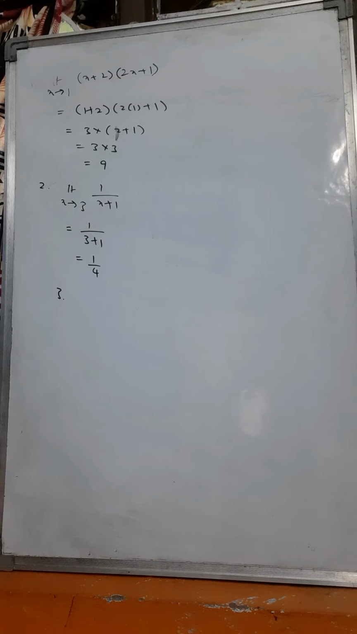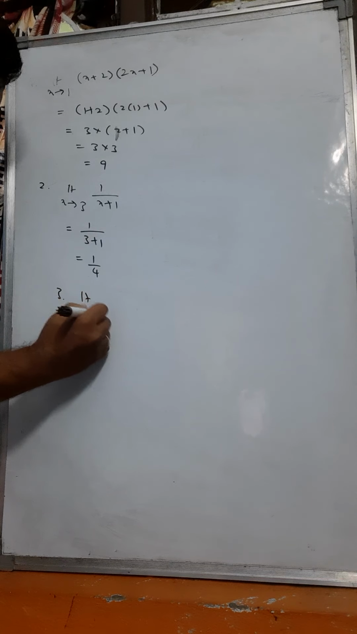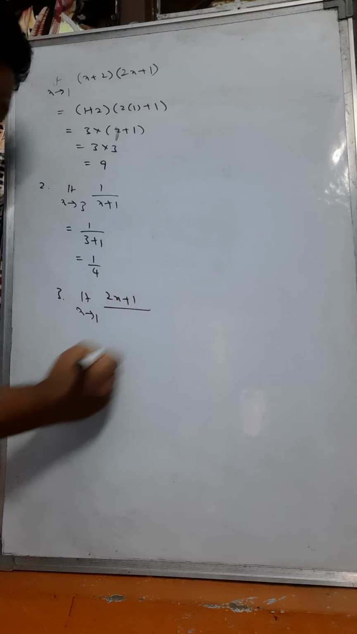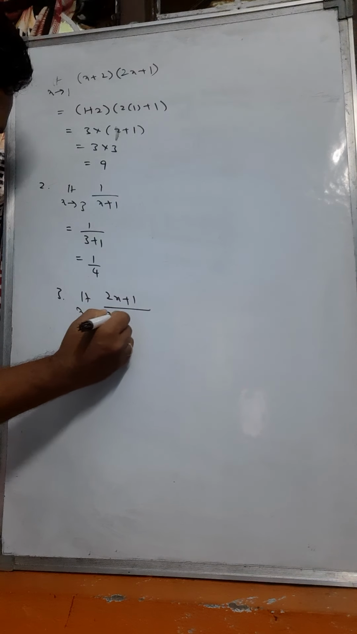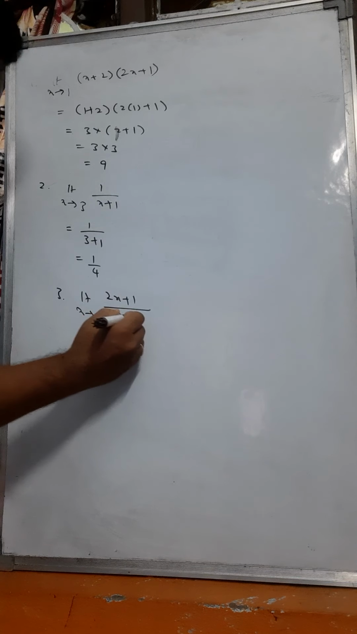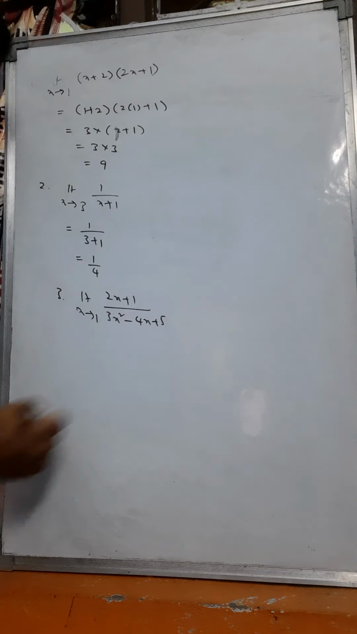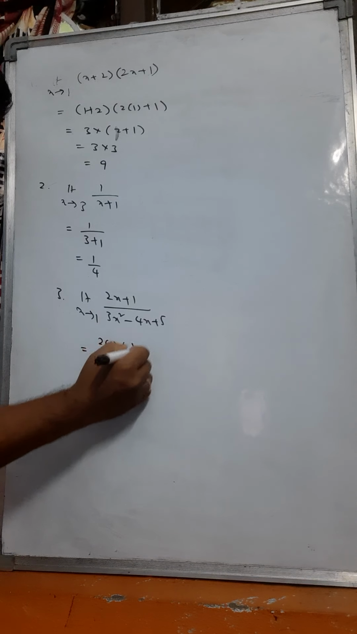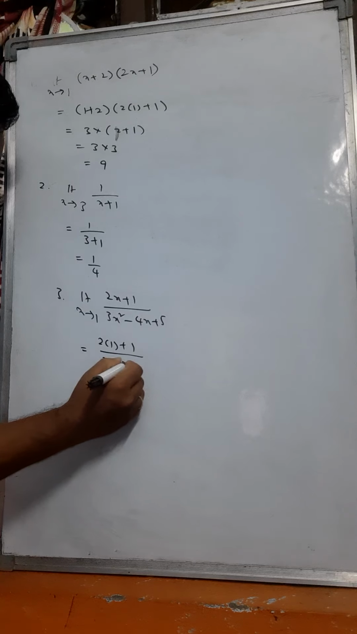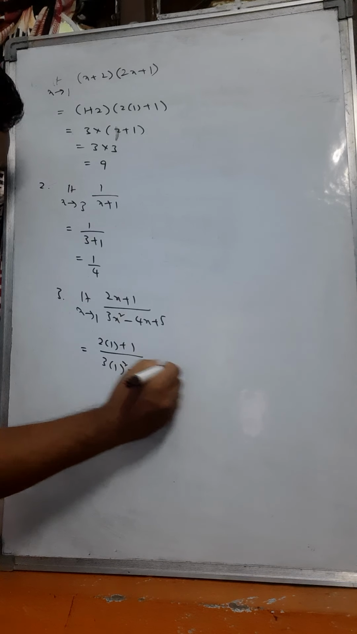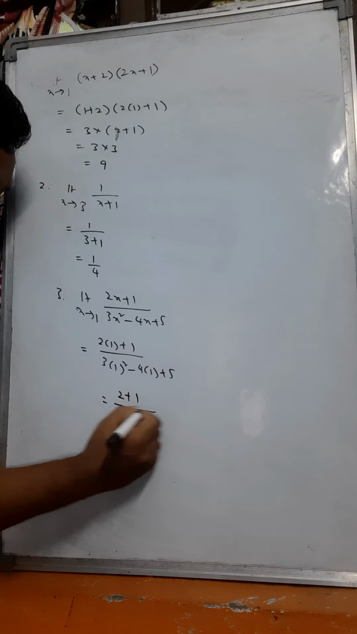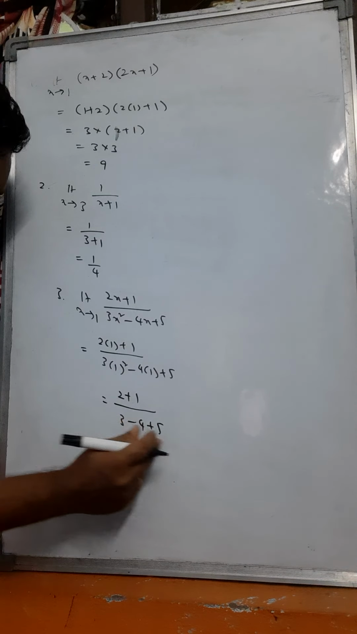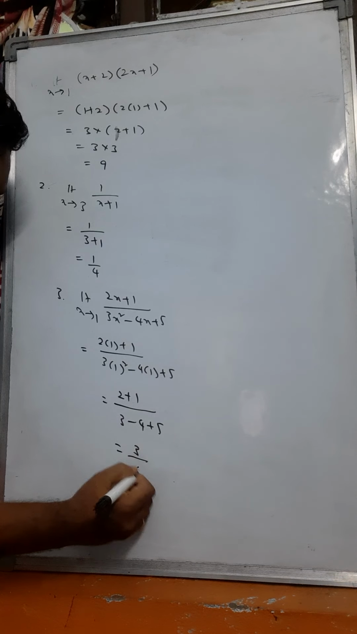Third problem: limit x tends to 1, (2x plus 1) by (3x square minus 4x plus 5). Now put the value x equal to 1: (2 into 1 plus 1) by (3 into 1 square minus 4 into 1 plus 5). That is 2 plus 1, 3, by 3 minus 4 plus 5. That is 3 by (3 plus 5, 8, 8 minus 4), 4.